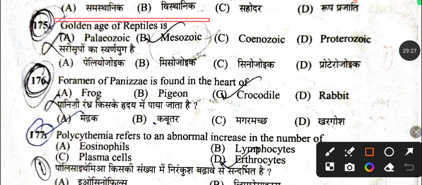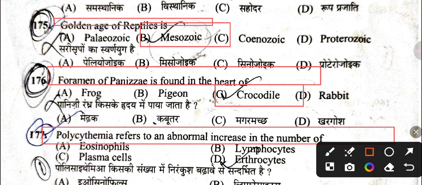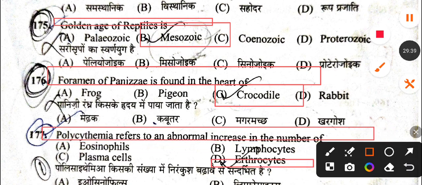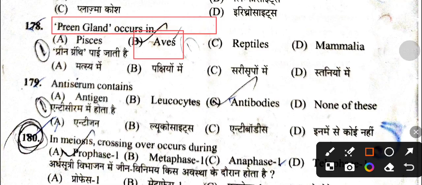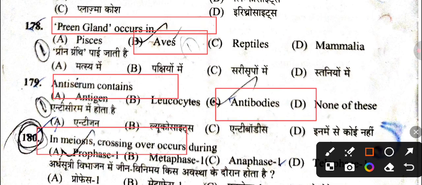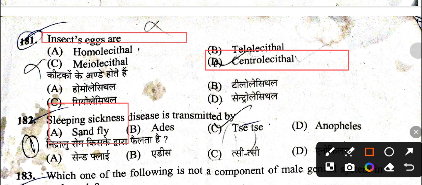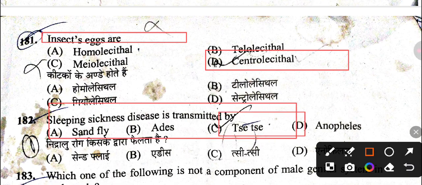Foramen of Panizza is found in the heart of crocodile. Polycythemia refers to an abnormal increase in the number of erythrocytes, RBCs. Preen gland occurs in birds at the base of the tail, Aves. Antiserum contains antibodies. In meiosis, crossing over occurs during prophase 1. Insect eggs are centrolecithal. Sleeping sickness is transmitted by tsetse fly.